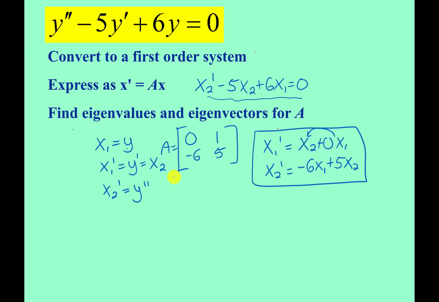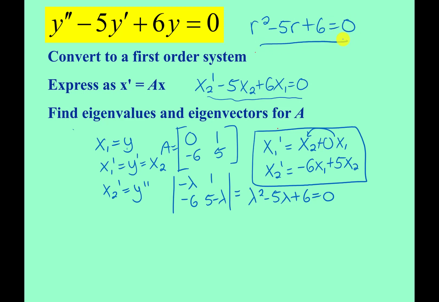So there's our A. Now we're going to take A minus lambda I, so we're going to subtract lambdas down the main diagonal. This is how we find eigenvalues and take the determinant of that matrix. So negative lambda times negative lambda is lambda squared. Then I've got minus 5 lambda, and then multiplying up I have minus and minus 6, which makes a plus 6 equals 0. Now remember our characteristic polynomial was r squared minus 5r plus 6 equals 0. No coincidence that these guys have the same solutions.